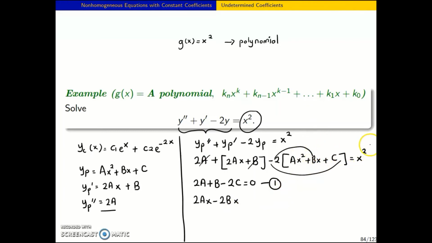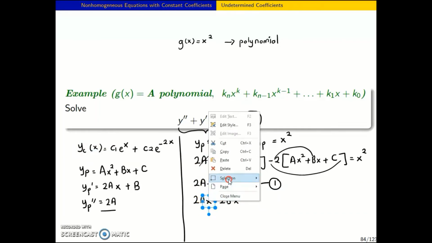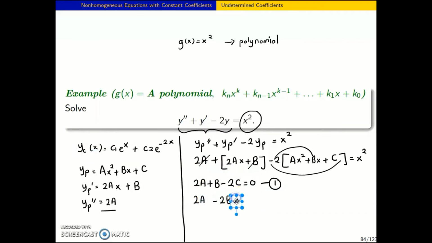You can ignore the x actually, so you don't have to write the x. My eraser is not working. I'm just going to tell you, you take the coefficient of x here: 2a minus 2b equals 0, because there's no x to the power 1 on the right side.